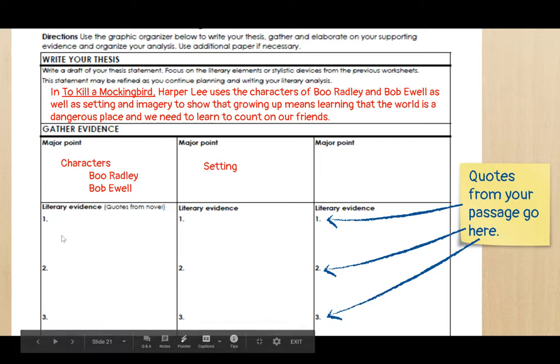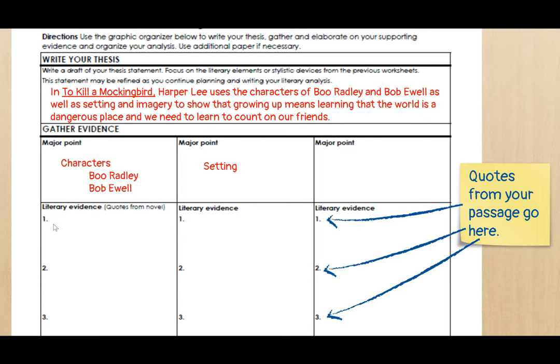Now, in these sections, you're going to put literary evidence. And literary evidence means quotes from the novel. And quotes are not just things that the character said. It's also narration, so things the narrator says. Anything that's in the novel that you pull out is a quote from the novel. So the same thing that we did when we were making that Atticus's Life Lessons poster, you're supposed to be pulling quotes that are evidence of this particular thing.